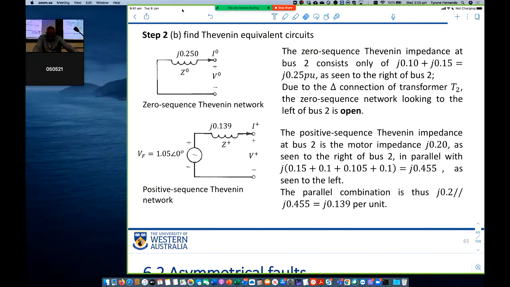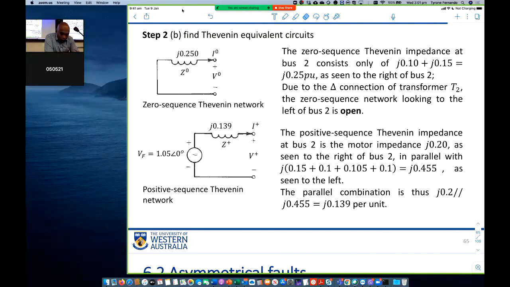And in doing asymmetrical fault calculations, our first step is to actually draw the Thevenin equivalent circuit at the point where the fault occurs. So at the point where the fault occurs, we draw the Thevenin equivalent circuit of the zero sequence, the positive sequence circuit, and the negative sequence circuit. So the Thevenin equivalent of all the three sequence circuits we need to draw.